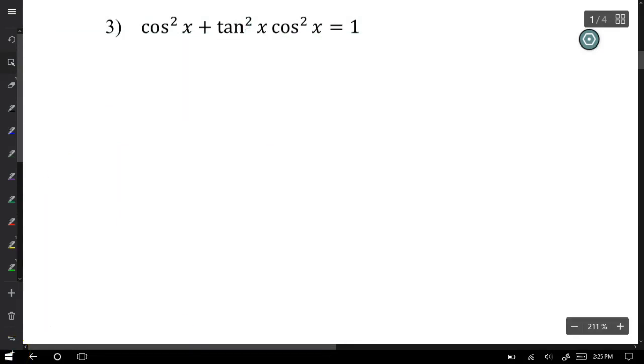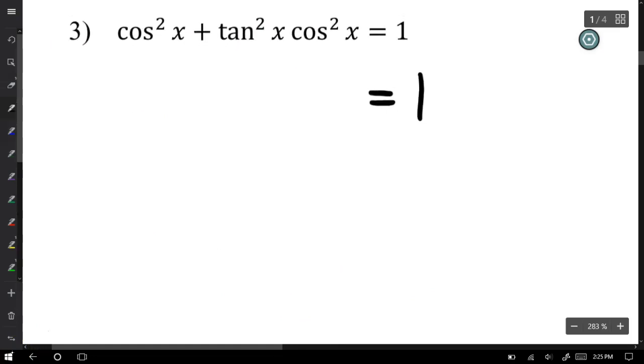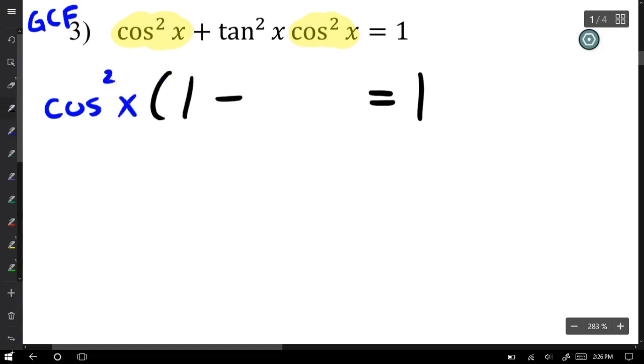I'm going to do something a little bit different. And the reason why is it's going to relate to number 4. And I want to teach the themes with these videos, is what things start to repeat. And I notice when I do this problem, there's a cosine squared of x here, and there's a cosine squared of x here. And I can apply my GCF factoring technique. I can factor out a cosine squared of x. And I would be left with 1 plus tangent squared of x.